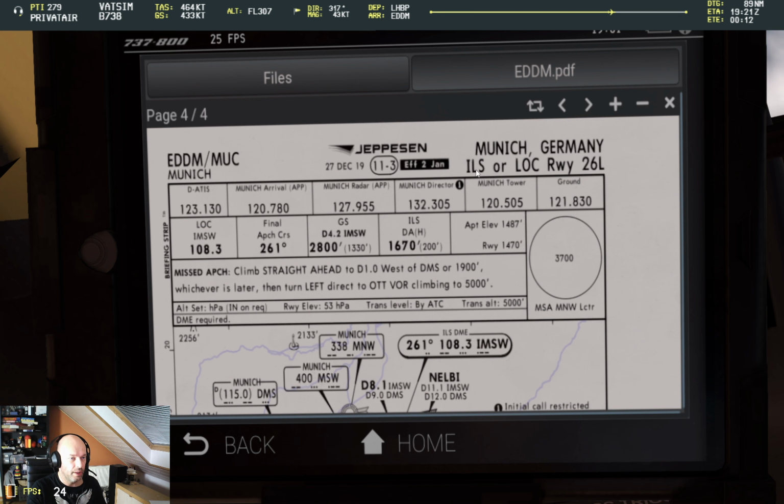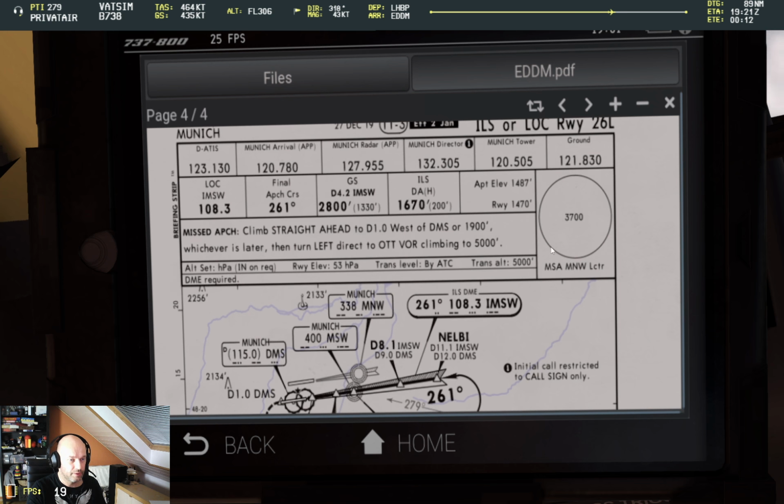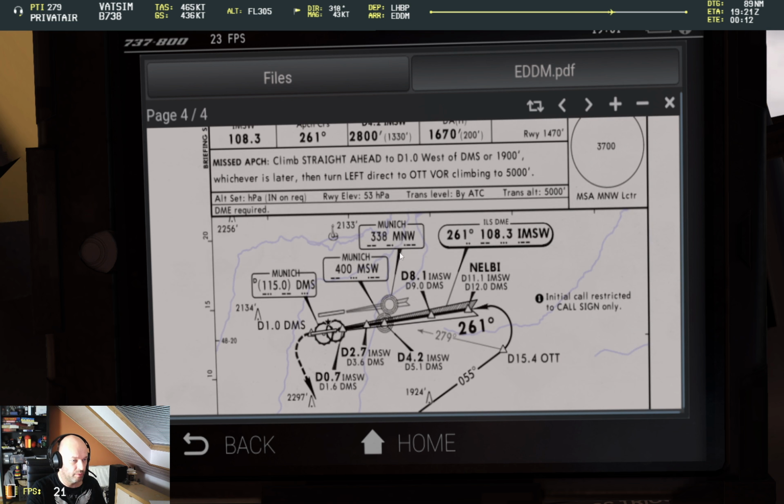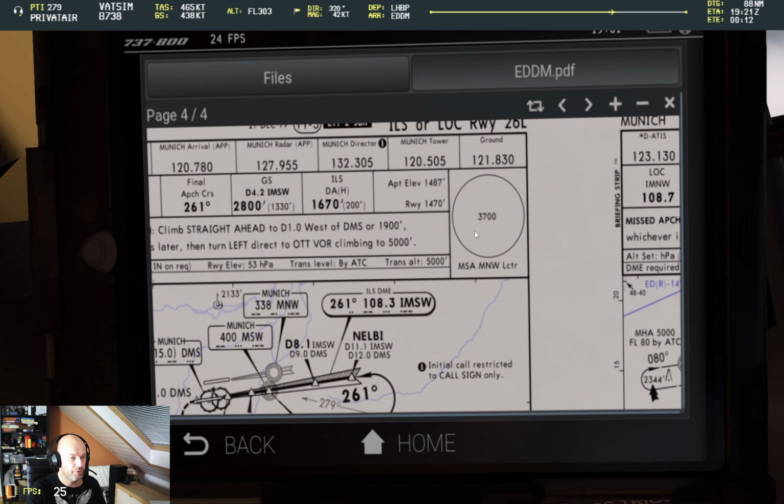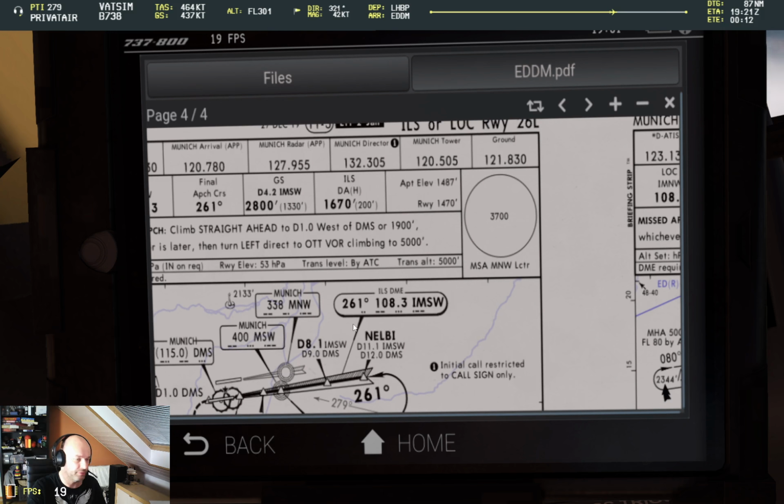So München, ILS approach runway 26 left. MSA is based on the Mike November Whiskey beacon, which is north or east of the airfield. It's 3,700 feet in all sectors. So if we climb to 4,000 feet, we're always safe.